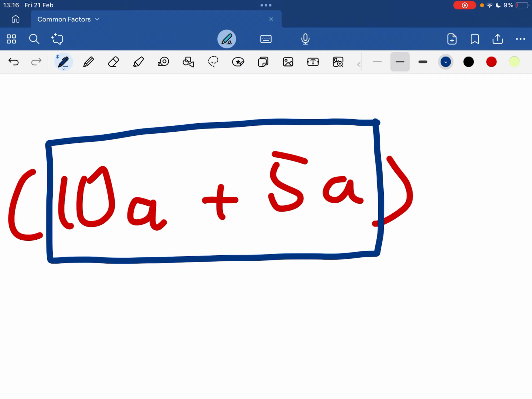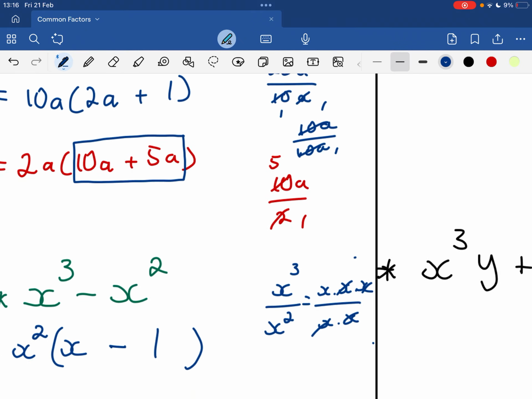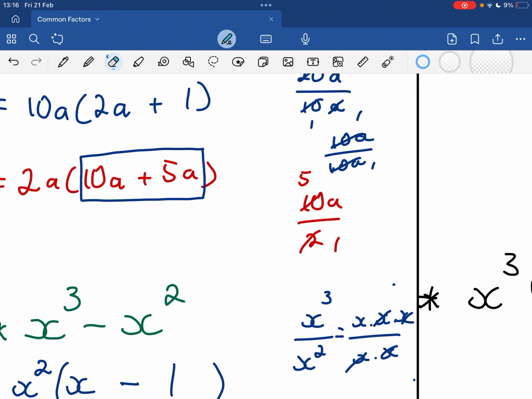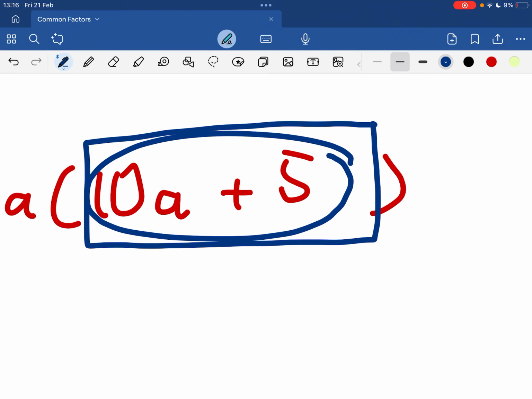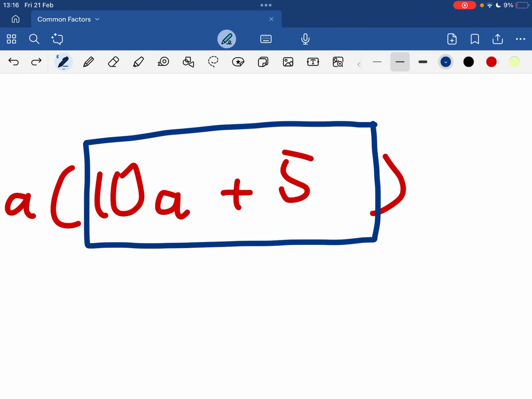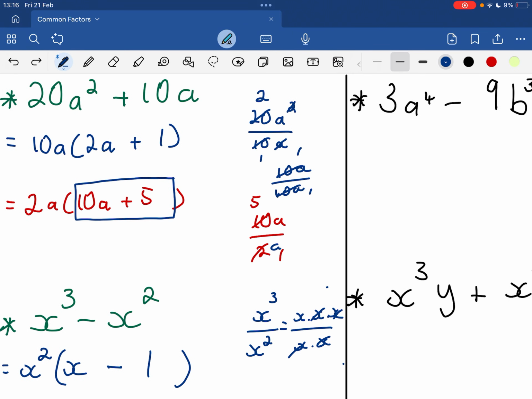This can still be factorized, okay? And so, oh, the a wouldn't be there. It would just be 5, okay? Because we're dividing by 2a. But this can still be factorized. There's a common factor of 5 here. And so because there's a common factor of 5, we haven't factorized fully.